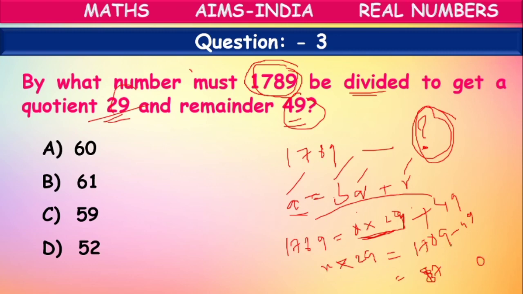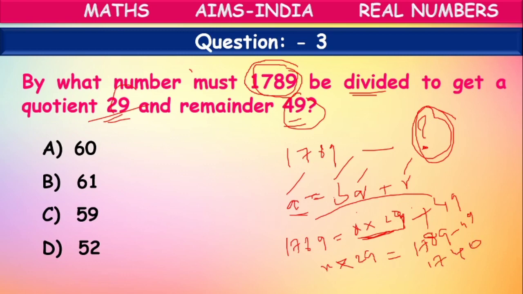Minus 9, 0. From 0, 4 we cannot remove. We have to take 1 borrow. From 10, 4 goes, means 6. Here 6 will be remaining. So 1660. Sorry children, 1789 here. 1789 minus 49, how much? 1740.